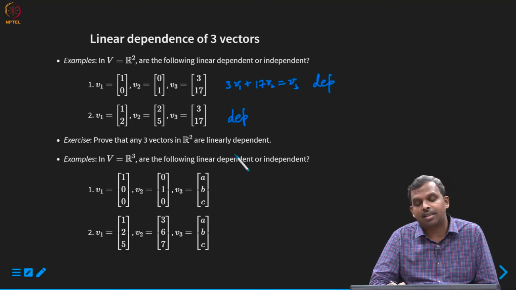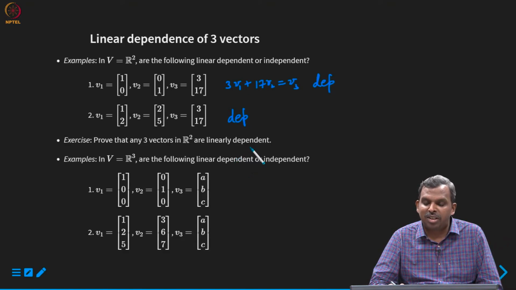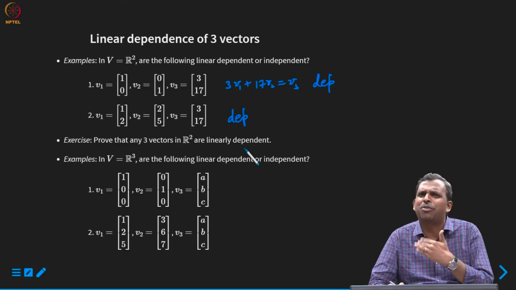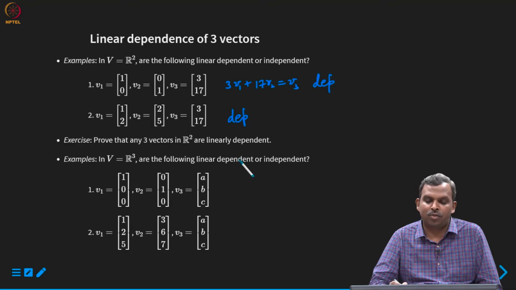In fact, look at this exercise. Any three vectors in R2 are linearly dependent. Seems like an interesting result. I am leaving it out as an exercise for you. Think about it. See how you can imagine, look at different situations and prove it. Any three vectors in R2 will be linearly dependent. We will prove it in a different way later on in our class, but for now, try and prove it for the R2 case. It's an interesting exercise if you can show that.